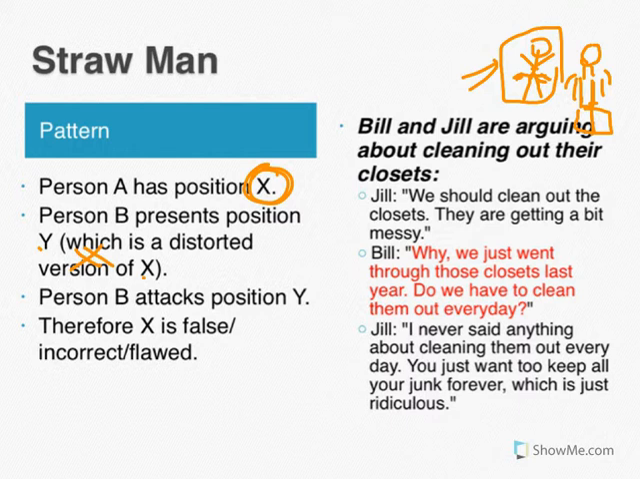And so what person B does, though, is they attack position Y. Now remember, Y is just a simpler version of X. And so therefore, since they are attacking position Y, the position that they had for position X is made to appear to fall. But what's interesting is the fact that X isn't flawed. It's not incorrect, because there was never any argument against X. The argument turned out to be really against Y.